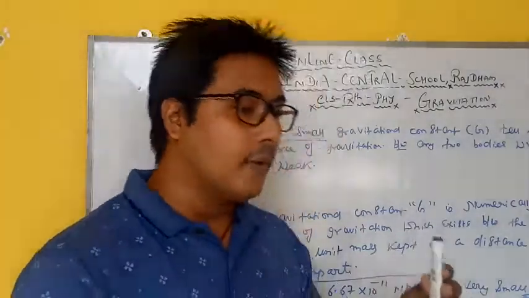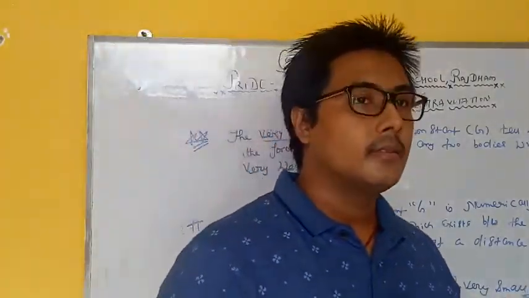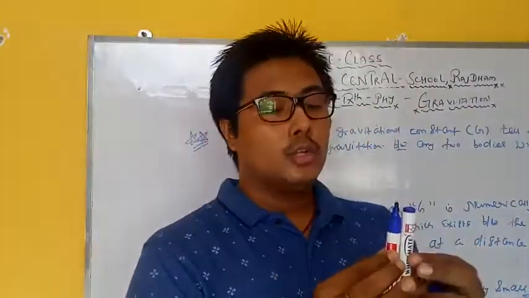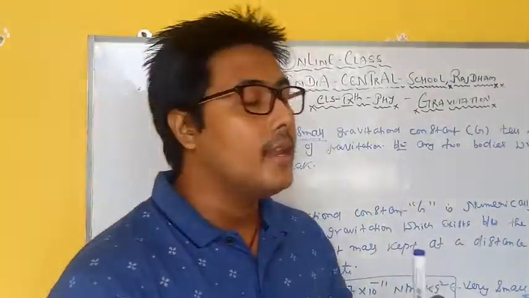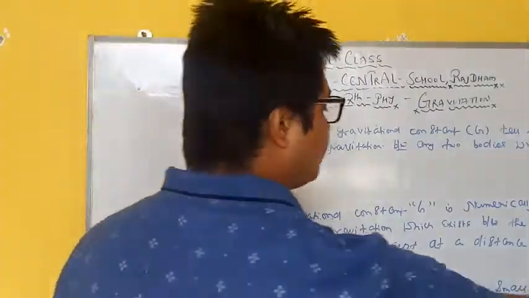It becomes very difficult, almost not possible, for our naked eyes to see that there is a movement of the bodies towards each other, since the value of this gravitational constant G is very, very, very small. Okay, so next we'll move on to the next question.